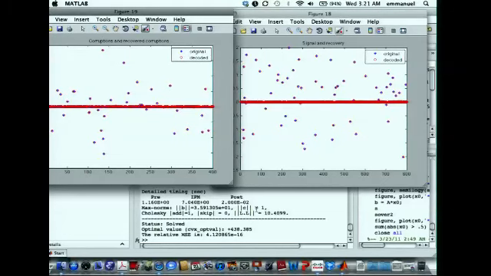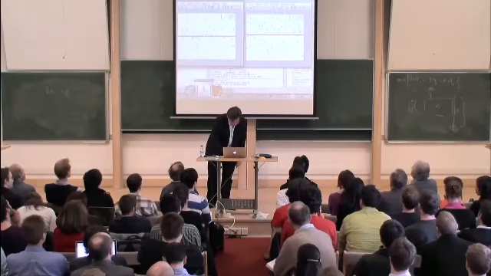Yes, the rows of A are normalized. Yes, that's very important. So I can see that people are really on top of what we're talking about.